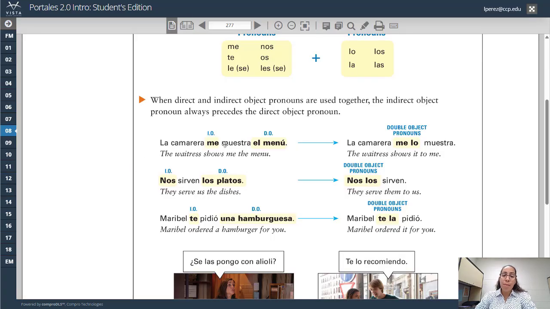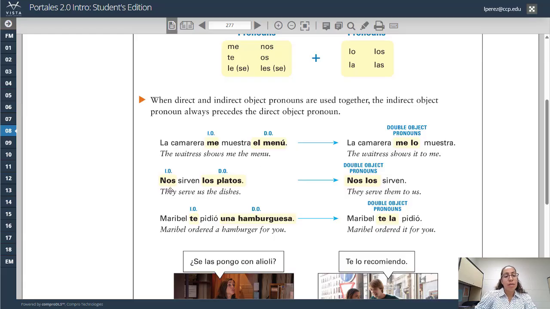La camarera me muestra el menú. They've already identified that the person receiving the menu is me, so I am the indirect object in this sentence. The direct object is menú because what does the waitress show? El menú. I can reduce el menú to lo, and I can say la camarera me lo muestra.